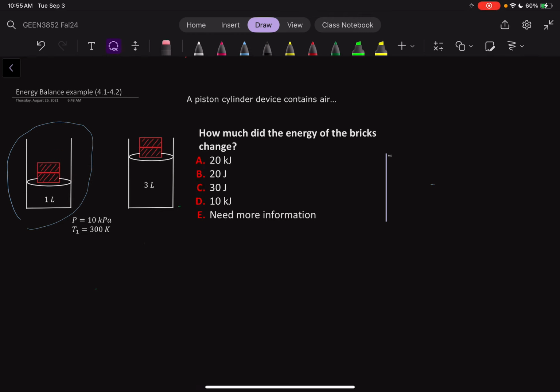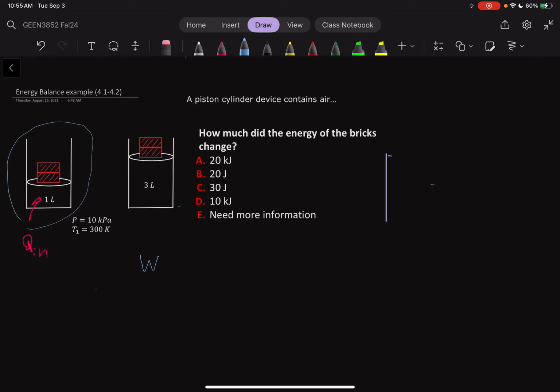And to do that, I probably needed to add some energy to the system. And in this case, I'm going to assume I added some heat to make that happen. So let's talk through how to work this problem out. So it says, how much did the energy of the bricks change? This is kind of a disguised question. What it's really asking is, how much work did my device do?